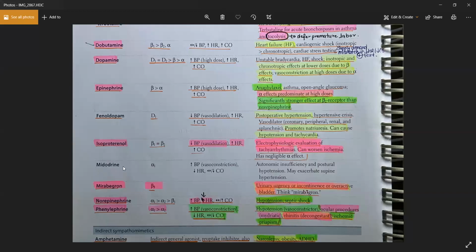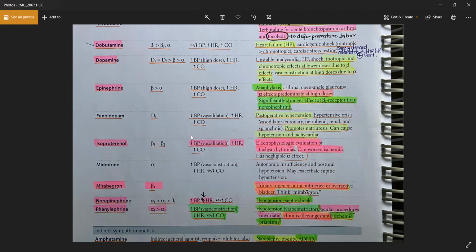Okay, then comes a drug which is methoxamine. It has just the alpha 1 effect. Okay, it can lead to the increase in blood pressure, loss of heart rate, and loss of cardiac output. Okay, you use this agent mainly for the autonomic insufficiency or for the postural hypotension. Okay, most important thing for the postural hypotension.